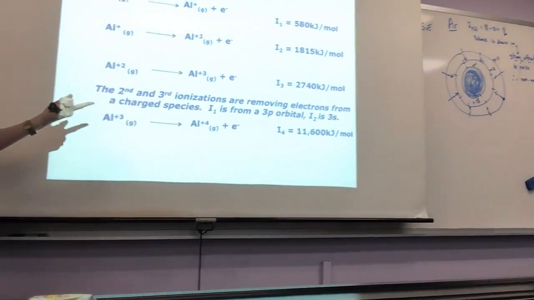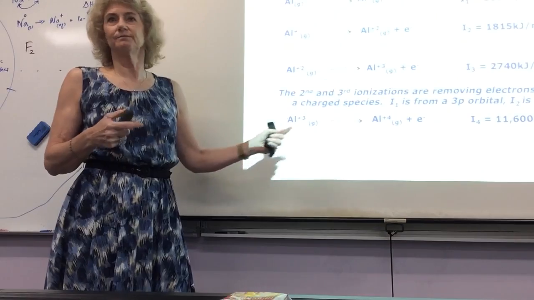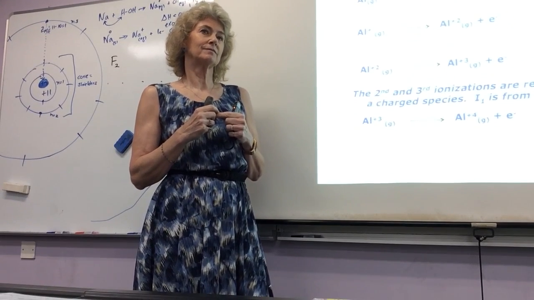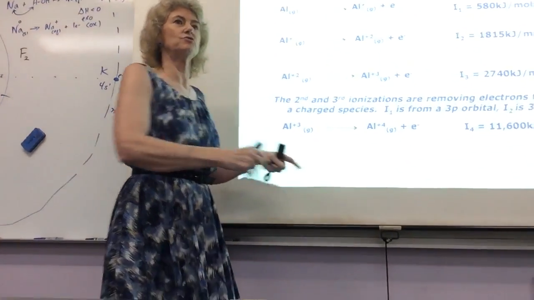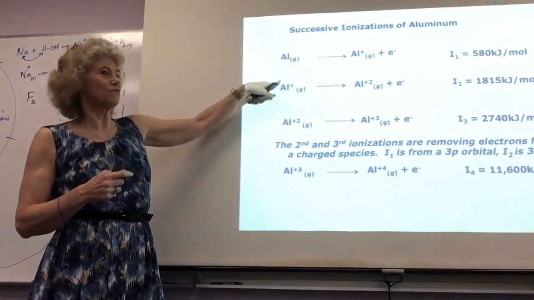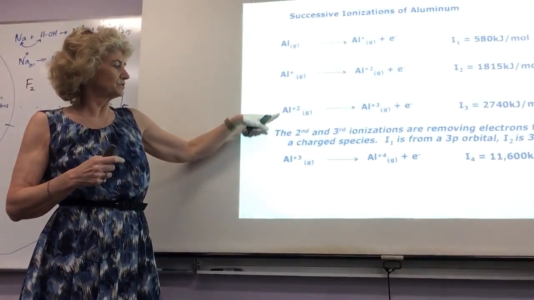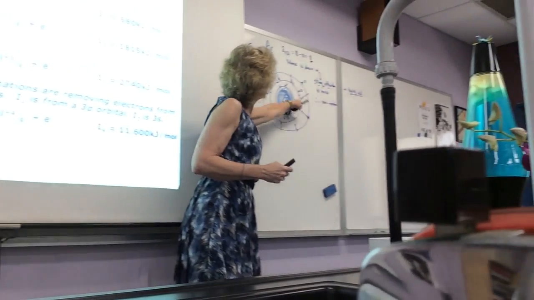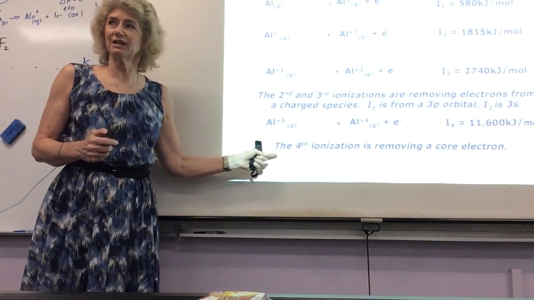So you're a chemist. What explanation? How come it's so much harder to remove that fourth electron? But why wasn't it just a linear trend? Why did we make this huge jump in IE? These are valence. What valence are we at here? N equals 3. What's this one? N equals 2. So these are like this very tightly held shell right next to the nucleus. So the fourth ionization is removing a core electron.